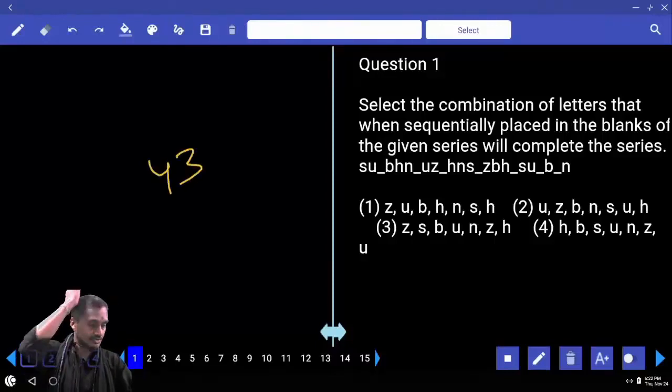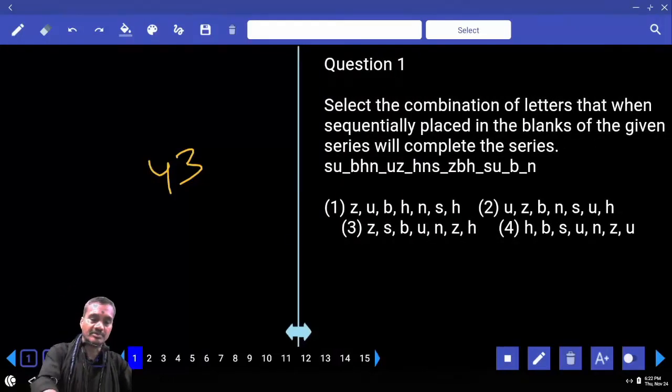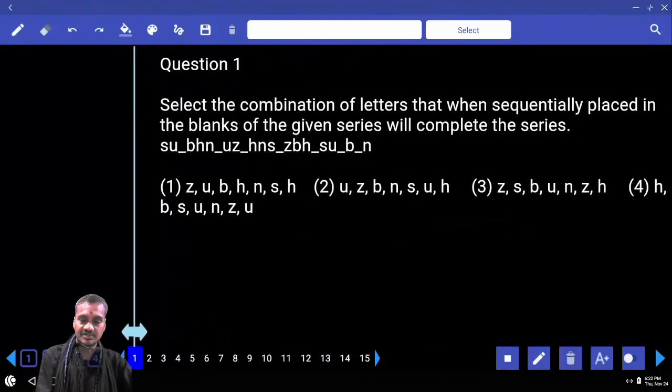43, question number 1 to 25, reasoning section. Now, first question number 1. Now, tell me what is your answer in this one? Third option. Now, all the letters, they are in a sequential order.